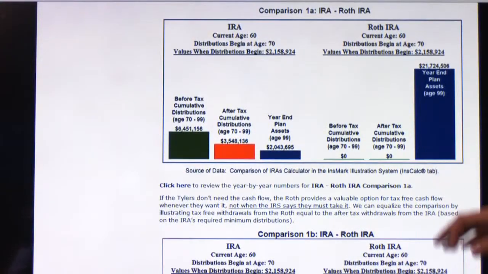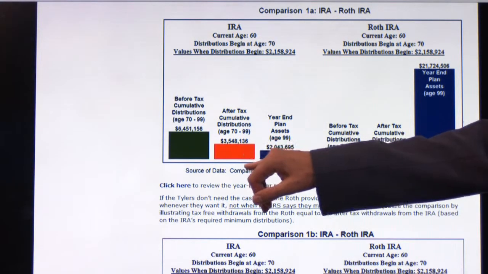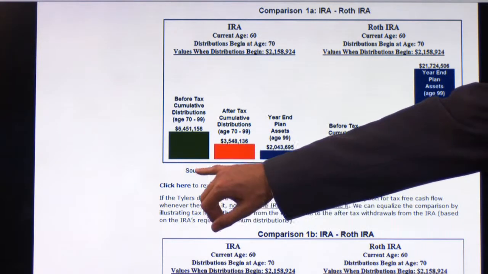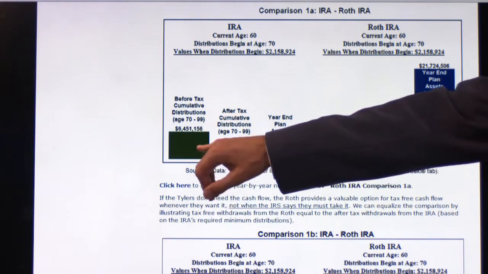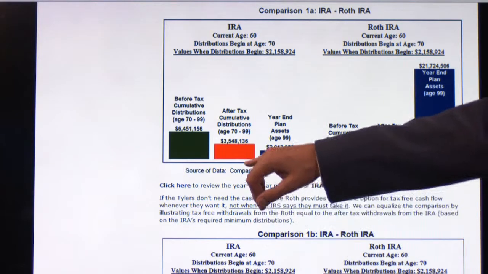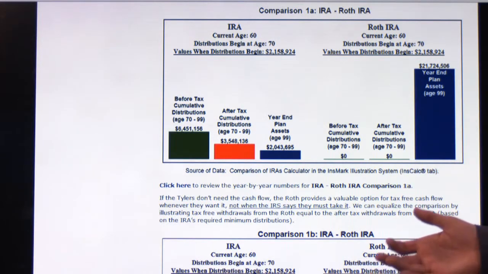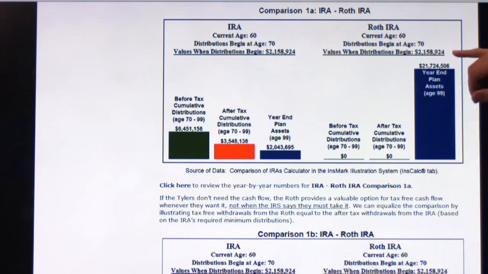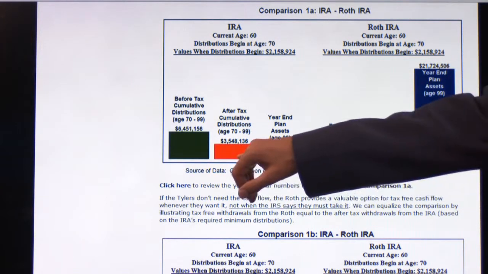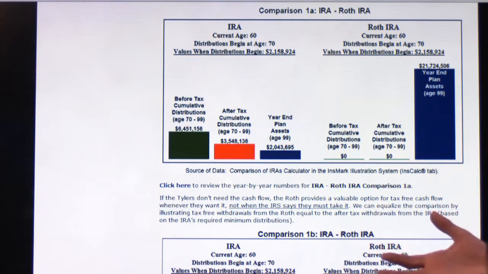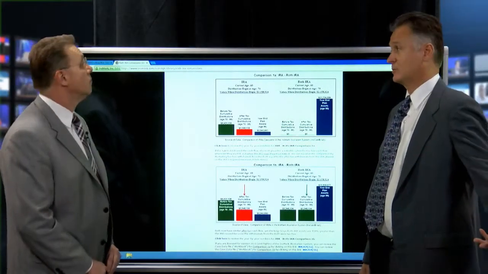And here as you can see, with the IRA, you're going to have minimum distributions. So you're going to pay out over their life expectancy, or actually to age 99, you're going to pay out $6.4 million. After tax, you'll have about $3.5 million for the client during their retirement years, and the plan will end up with about $2 million. With the Roth, there are no minimum distribution requirements in this client-owned case, and you have a Roth with $21 million out at age 99. So, $21 million versus $3.5 plus $2 million, big difference for the $450,000 of tax you paid.